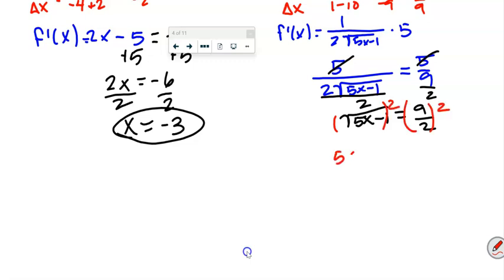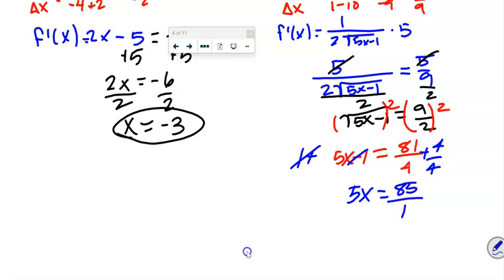So that's going to give us over here 5x minus 1, and that's going to be equal to 81 over 4. Then we're going to add 1 to both sides. And obviously to add 1, we're going to do our 4 over 4, right? That's what's going to get rid of our 1. So that's going to be 5x is equal to 85 over 4. Okay, now we're going to divide both sides by 5. So what does that mean? We're going to divide the 85 by 5, right? Okay, so that's going to give me 17 over 4.